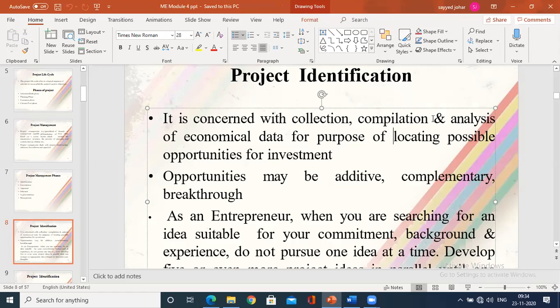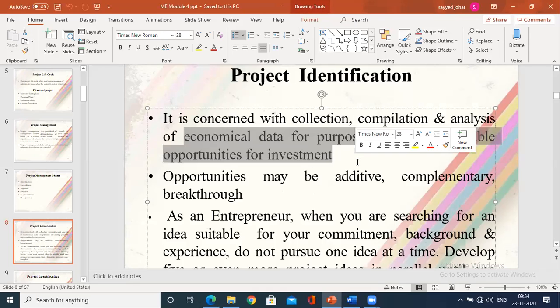And also, from the managerial point of view, analysis of economical data for the purpose of locating possible opportunity for the investment. It is not always a technical thing that you develop or research. If you are a management person, what is the economical data? It is a budgetary factor. So economical data for the purpose of locating possible opportunity for the investment.